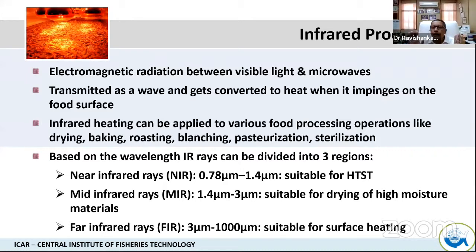What we are doing again, infrared can be divided into three things: near infrared, mid infrared, and far infrared. Each has its own applications. If you see the near infrared, it can be used for high temperature, short time. The mid infrared can be used for drying, and far infrared is suitable for surface heating.